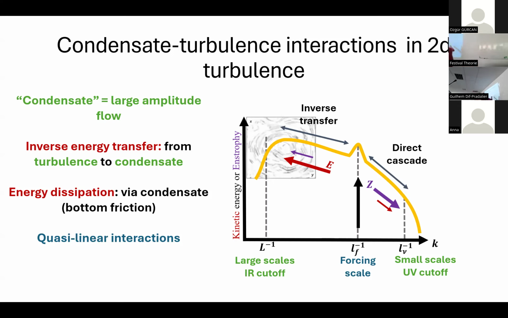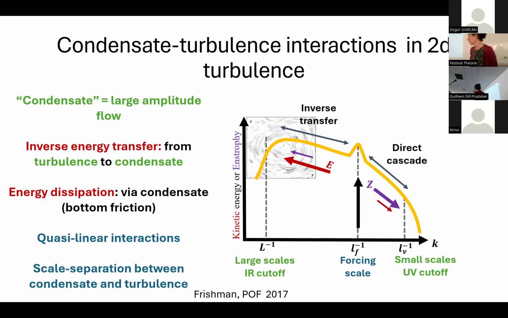So the interactions are what we call quasi-linear, and we have talked about it. So it's direct interactions between the small scale and this large scale condensate. And there's scale separation between the condensate and the turbulence. Again, we take this limit of forcing scale very much separated from the box scale, and this is the limit where you expect universal things.